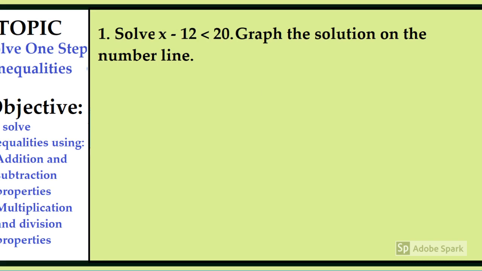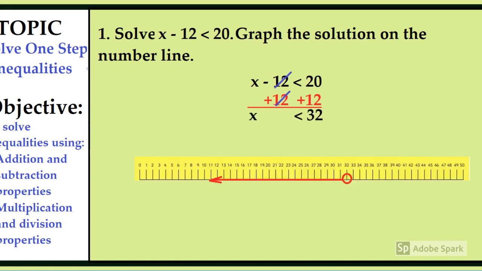Let's do another example. Solve x minus 12 is less than 20. Graph the solution on the number line. Which number is together with the variable? It's 12. x minus 12. So what are we going to do? We're going to add 12 on both sides of the equation. Negative 12 plus 12 is equal to 0, and 20 plus 12 is equal to 32. Therefore, x is less than 32.